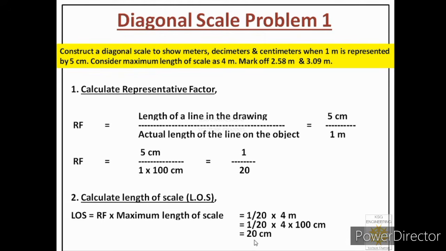Now what is the meaning of this? The meaning is that if we will sketch a line of 20 centimeter on the paper, that will actually represent 4 meters. Now let us see the construction of diagonal scale.